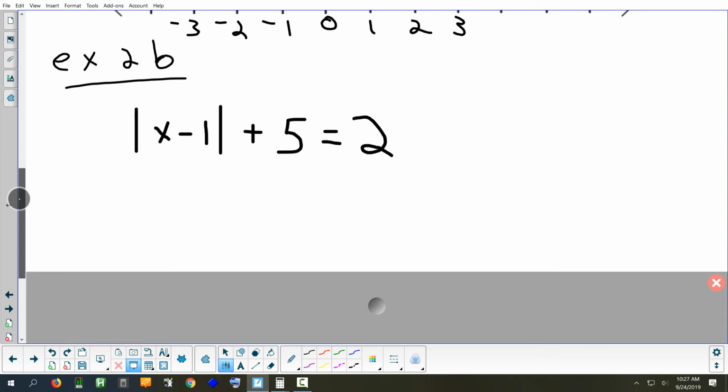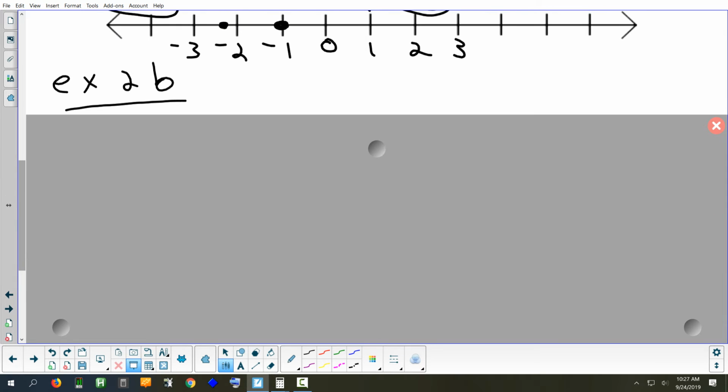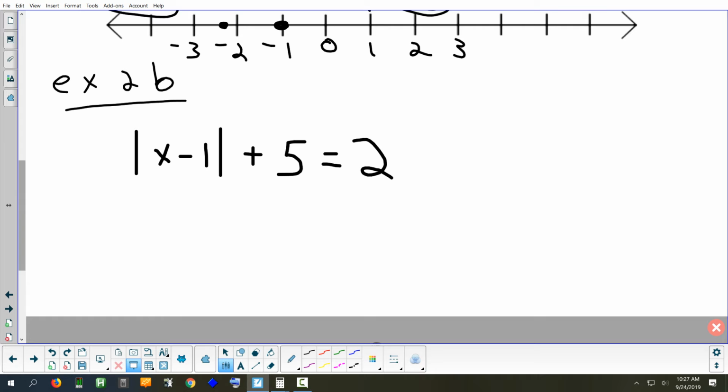Okay, let's try this one. Now, before we do it, I just want to ask one thing, and I want you to keep this in mind. When you take the absolute value of a number, it always comes out what? Positive. Okay, keep that in mind. Is the absolute value by itself here? No. What is wrong with that? Yeah, the +5. We've got a +5 outside the bars.